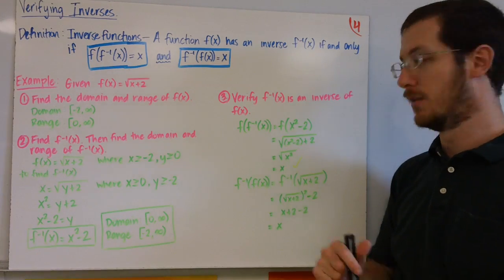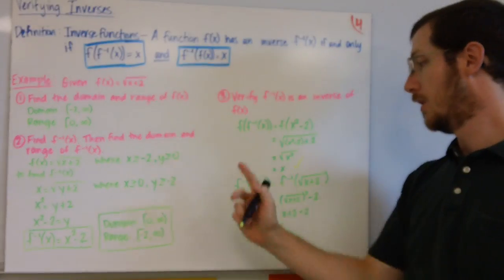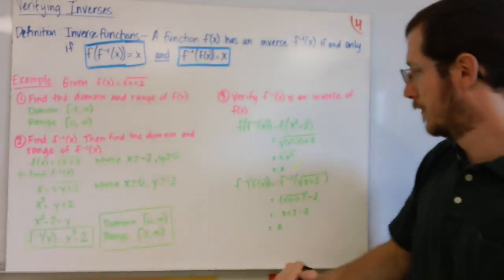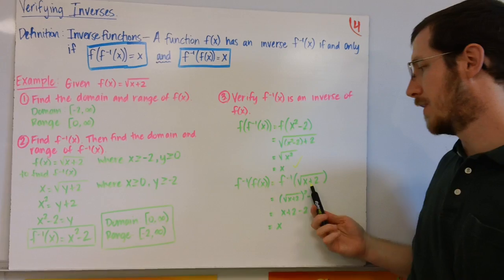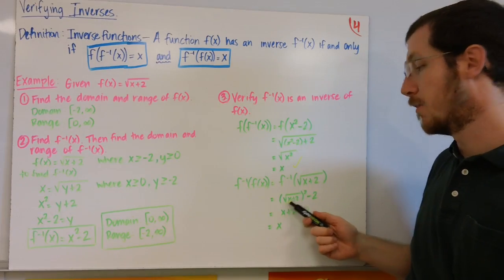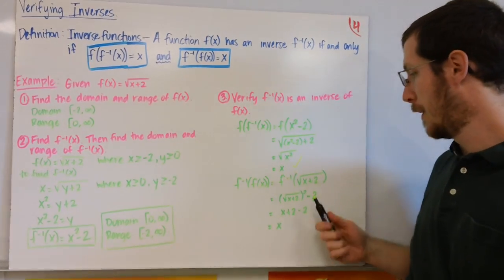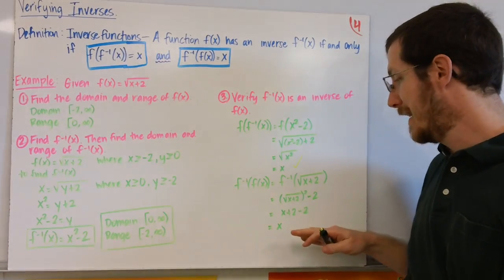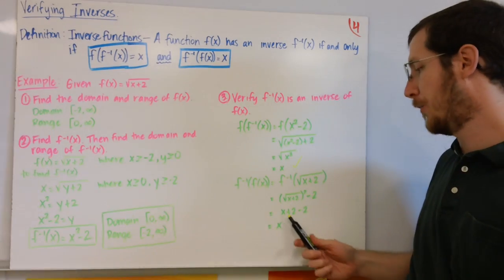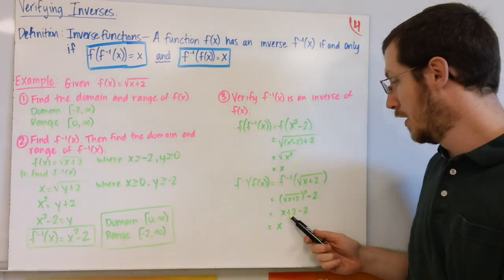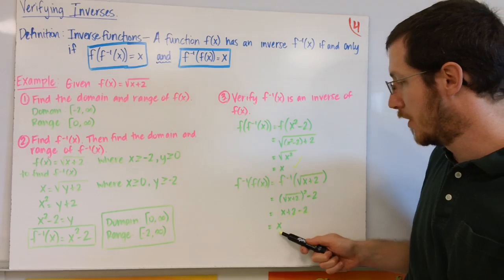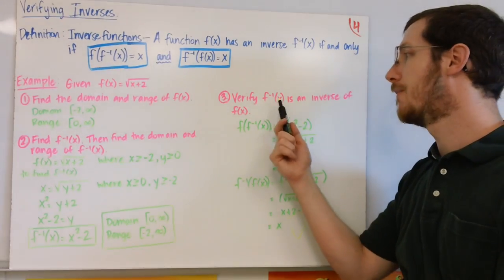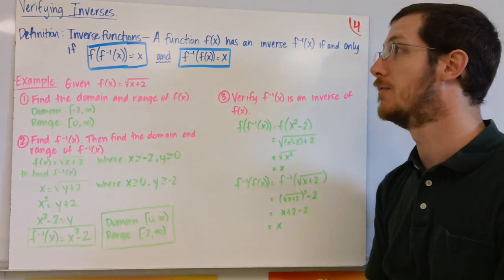Next step is to do, in a sense, the g of f of x instead of the f of g of x. So now we take f inverse of f of x. So we've got the square root of x plus 2, squared, minus 2. The square root and the square are inverses of each other, so they cancel out. We get x plus 2 minus 2. This is a 0 pair, so we're left with x. And we have verified that f inverse is indeed the inverse of f of x.